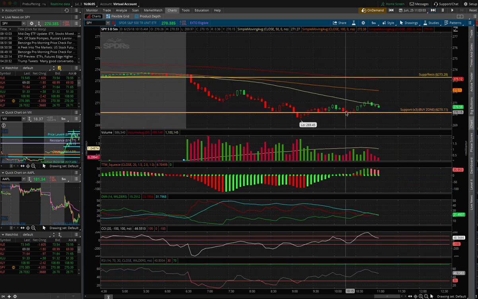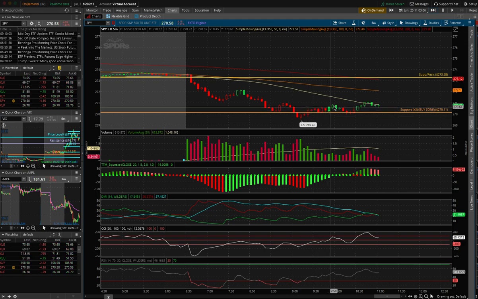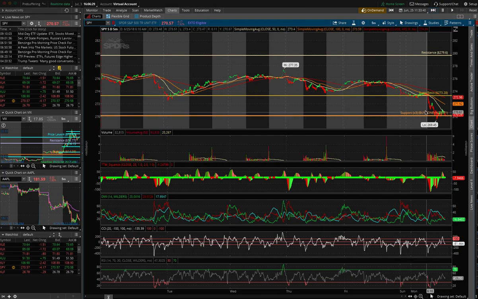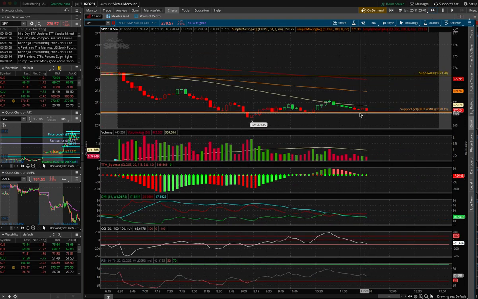So it bounced off of the support. It bounced here, broke through, then came back, bounced again, and you can see that it's holding that support. Maybe it tries it again. So it does try it again, right? It already bounced 1, 2, 3, 4, attempting a 5th time.